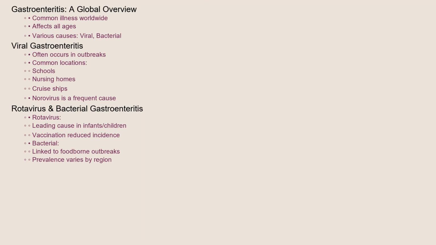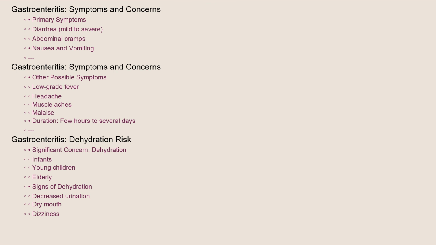Gastroenteritis is a widespread illness, affecting people of all ages worldwide. Viral gastroenteritis, especially norovirus, often occurs in outbreaks in close quarters environments like schools, nursing homes, and cruise ships. Rotavirus is a leading cause of gastroenteritis in infants and young children, although vaccination has significantly reduced its incidence. Bacterial gastroenteritis is often linked to foodborne outbreaks, with the prevalence varying depending on food safety practices and sanitation standards in different regions.